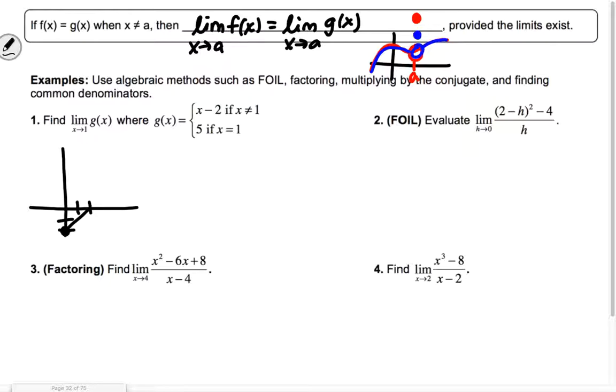So up 1, right 1, up 1, right 1. Except at 1, there's a hole there. Get a little close to my tick marks. And then it says, well, at 1, we have the point 1, 5.